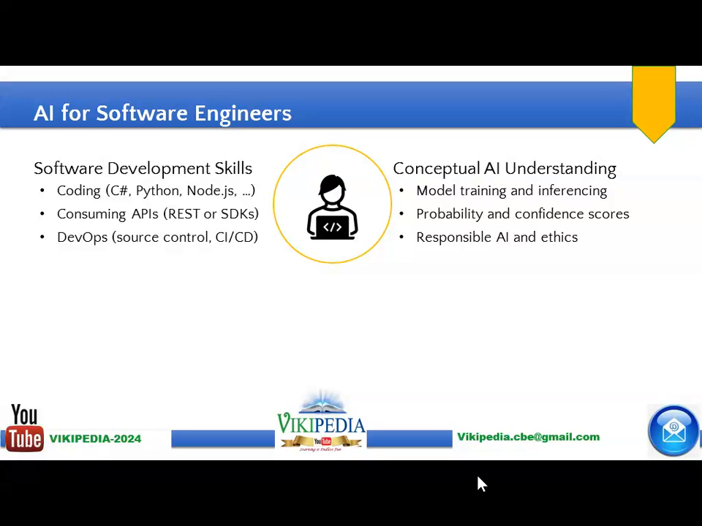And then we should know how to consume APIs, either a REST API or standard SDKs. And then you should know a little bit about software development, the DevOps life cycle, development operation cycles, source control, and then CI and CD. In the conceptual AI understanding, you should know how to create a model, how to train a model, how to test a model, and how to evaluate the model. And then you should also know what responsibilities you should possess as a responsible AI engineer.